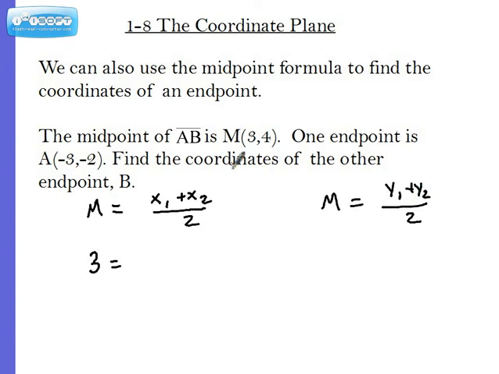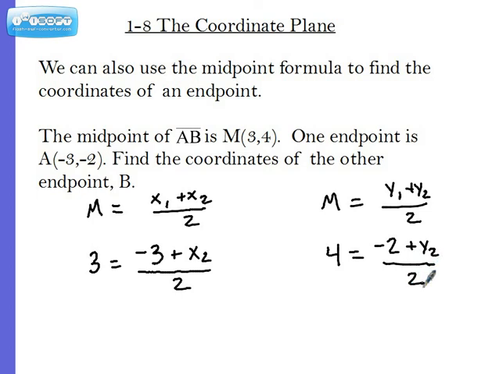And then we also know that one of the points used to find the midpoint was negative 3. And we don't know this one, so I'm just going to call this x2, all divided by 2. Over here, we know that the y-coordinate for the midpoint was 4. We know one of the y-coordinates that we used to find the midpoint was negative 2. And we don't know the other y-coordinate.